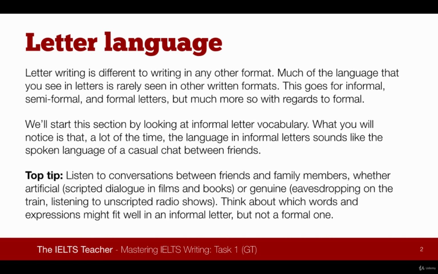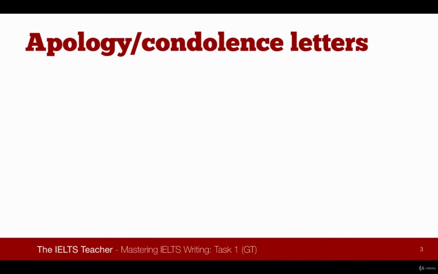Think about which words and expressions, as you're listening to these conversations, might fit well in an informal letter, but not a formal one, or maybe even not a semi-formal one. Now, with that out the way, what we're going to do is we're going to look at 3 expressions for a number of different letter purposes. And there is an exercise in each of these slides. So there'll be 3 expressions, 3 exercises to go with them. We're going to start by looking at the apology and condolence letter. So saying sorry that you've done something or sorry that something has happened to somebody else.